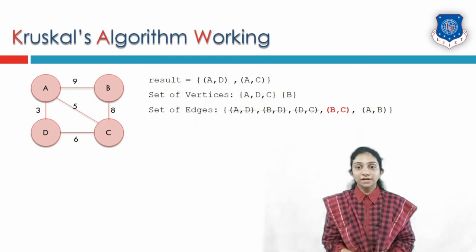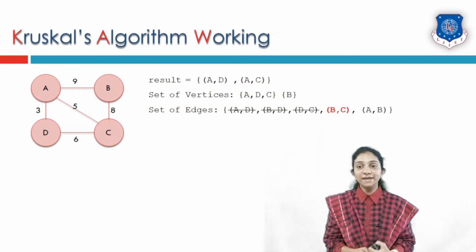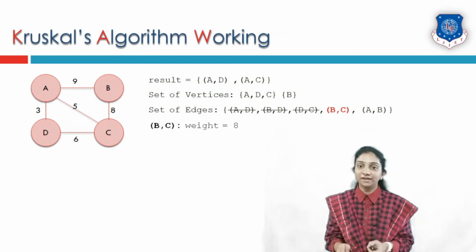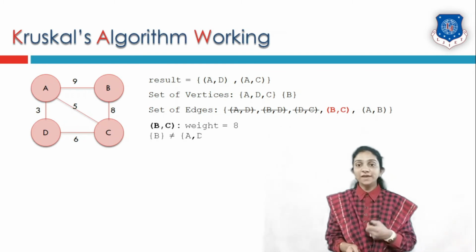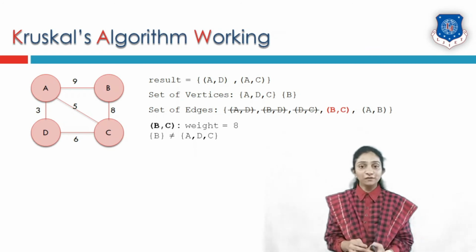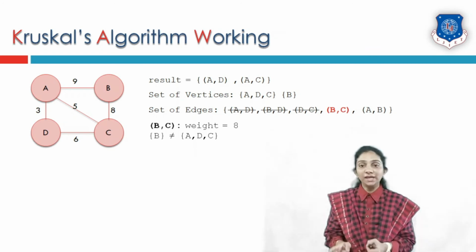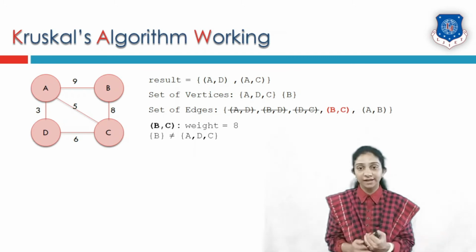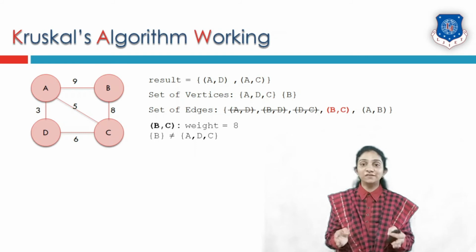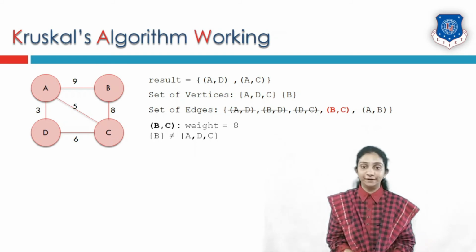Let us consider another edge, that is B comma C. The weight of this edge is 8 and we have to compare the set which contains vertex B with the set which contains vertex C. So we are going to compare two sets. The set which contains vertex B is not equal to the set which contains vertex C, because the elements of these sets are completely different.